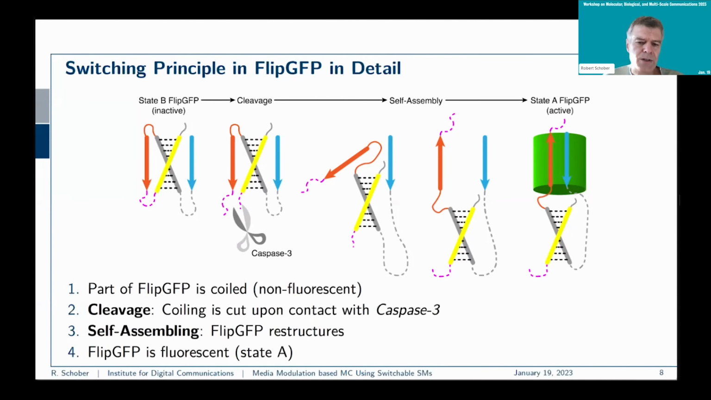But then if they get in contact with these caspases, a certain part of the protein is cut. And due to this cut, they rearrange spatially, so they change their conformation. And then in this rearranged state, they change their three-dimensional structure and become fluorescent. This fluorescence can then be measured by a corresponding fluorescence measurement. So those are the FlipGFP molecules, and this is non-reversible. Once you cut them, it's game over. You cannot get back to the original state.